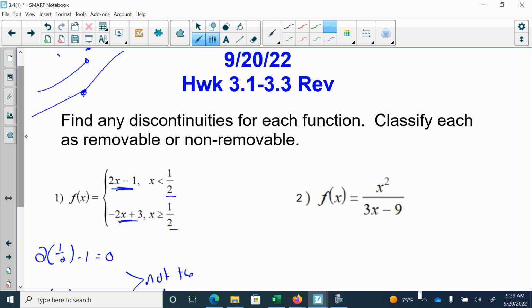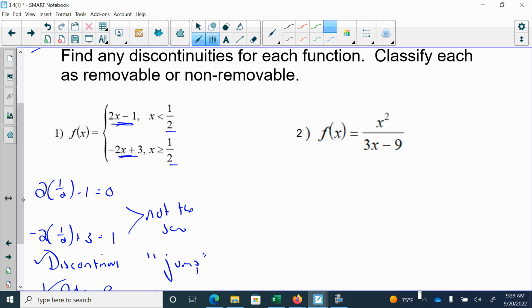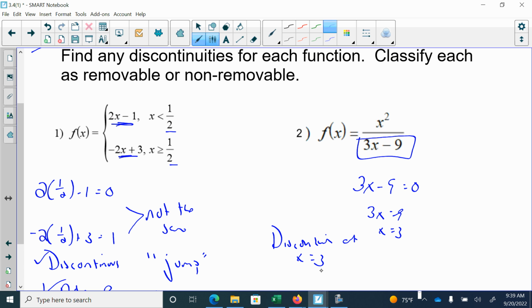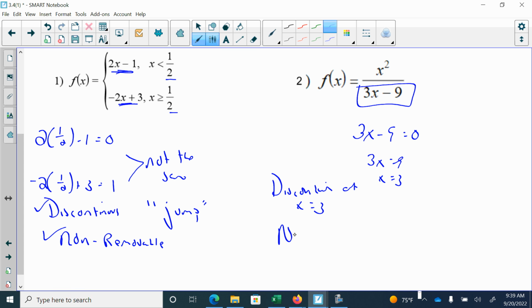The next one, if I go to do this one, it's a rational function. This is just like we did before. I look at my denominator. When this is equal to 0 is when I'm going to have a problem. So this ends up being 3x is equal to 9, x is equal to 3. So I know it's discontinuous at x is equal to 3. Is it removable or non-removable? Non-removable. Why? Because it doesn't simplify. It cannot factor out. And so those are the answers.